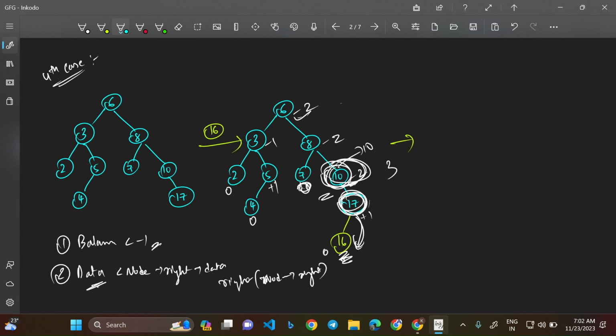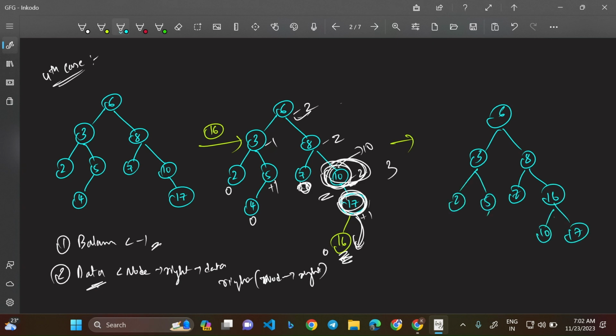Okay, final modification will look like this: 6, 3, and we have 8 here, and we have 7 here, and we have 16 here, and we have 10 here, we have 17 here, and we have 2 here, and we have 5 here, we have 4 here, right? So if you can carefully observe, everything is sorted.